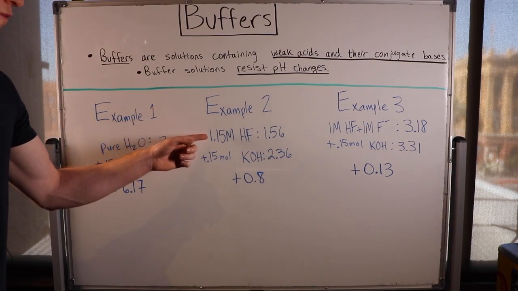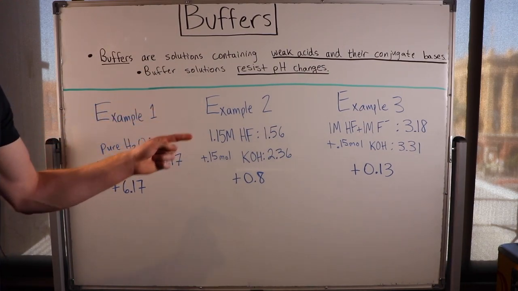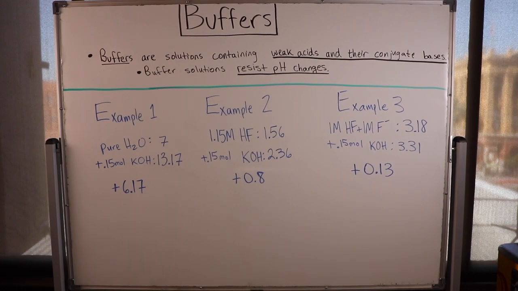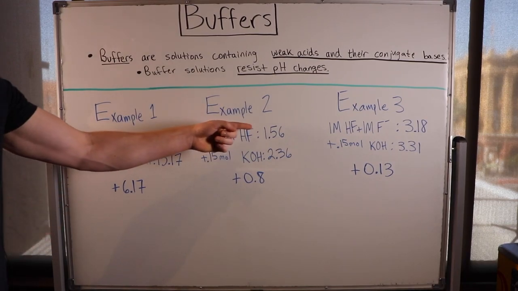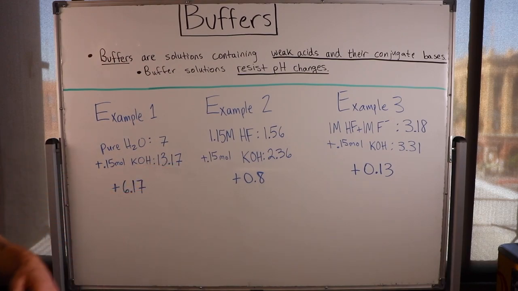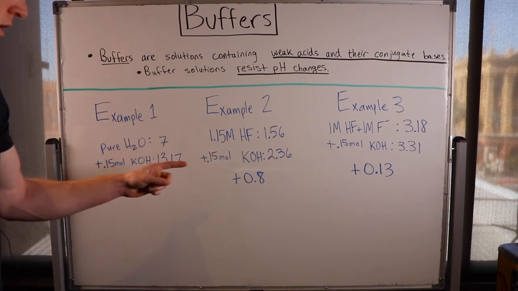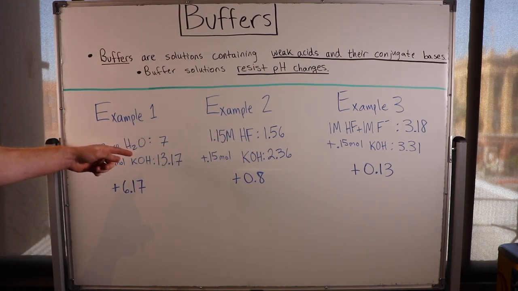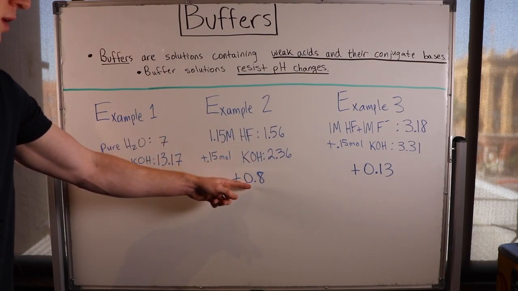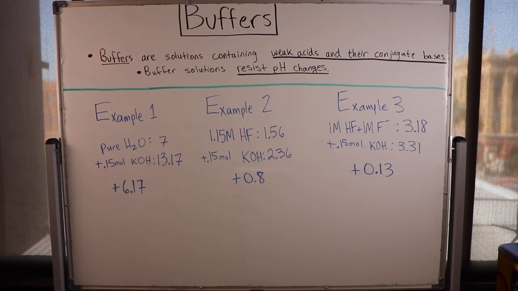Example 2, we started off with a solution of solely a weak acid, 1.15 molar of hydrofluoric acid with an initial pH of 1.56. We then added a 0.15 mole amount of potassium hydroxide, and the pH went up, but not nearly as much as it went up in the first example. This time it only went up about 0.8. So still a notable increase on the pH scale, but not nearly to the scale of the sensitivity of pure water to the addition of a strong base.